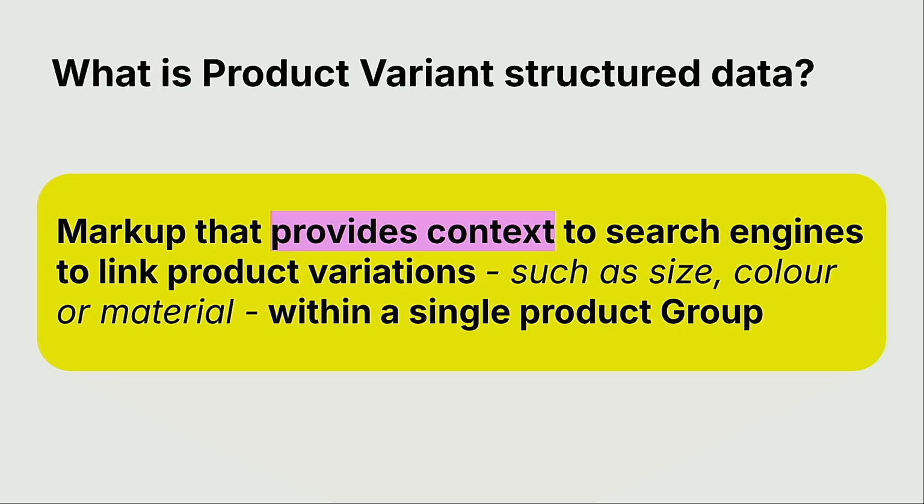So this is essentially the move from crawlers understanding products on your site as a single product page to product systems, and it's done through the use of product group schema. So product group schema, what is it? Well, it's basically markup that provides additional context to crawlers about the products on your website and how those variations link back together. And it's done within one single overarching product group.